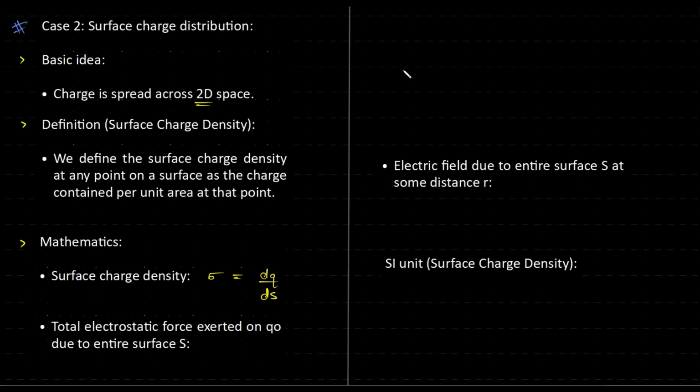Does it make sense? And your total force will be K Q naught, that will come out. And here inside we have sigma dS by r square r cap, right? And E would be K sigma dS by r square r cap. And our SI unit of surface charge density will be Coulomb per meter square.